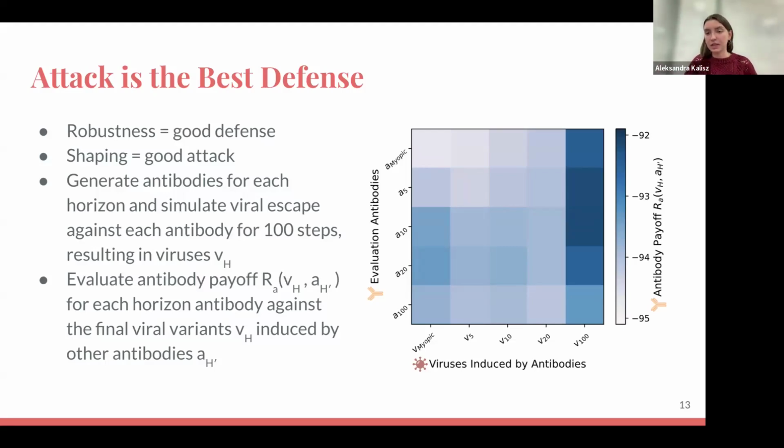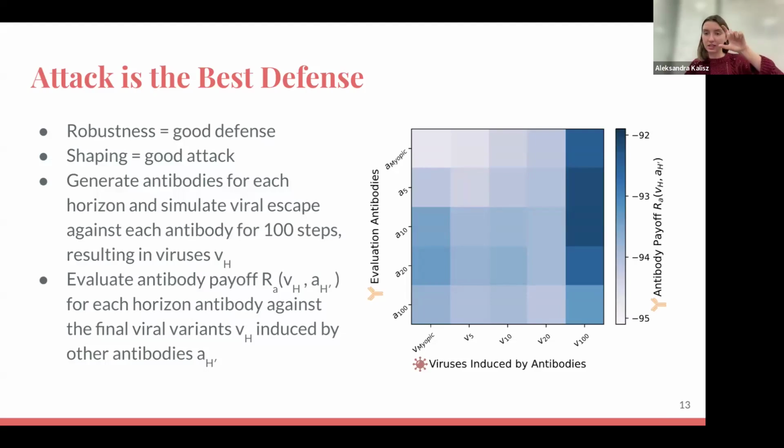And what this means is that the viruses induced by the Horizon 100 shapers, the antibodies didn't just become robust to them. The virus actually became more exploitable. So these viruses induced by the Horizon 100 shapers are more exploitable by any antibody. And in fact, they're more exploitable by the more myopic antibodies.